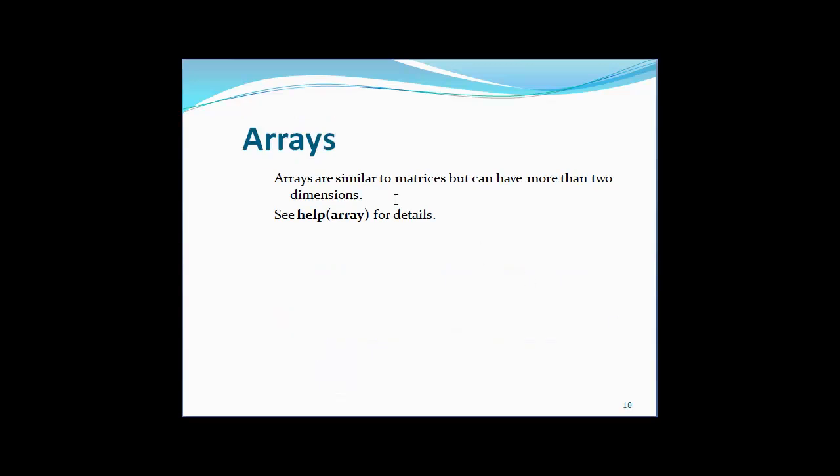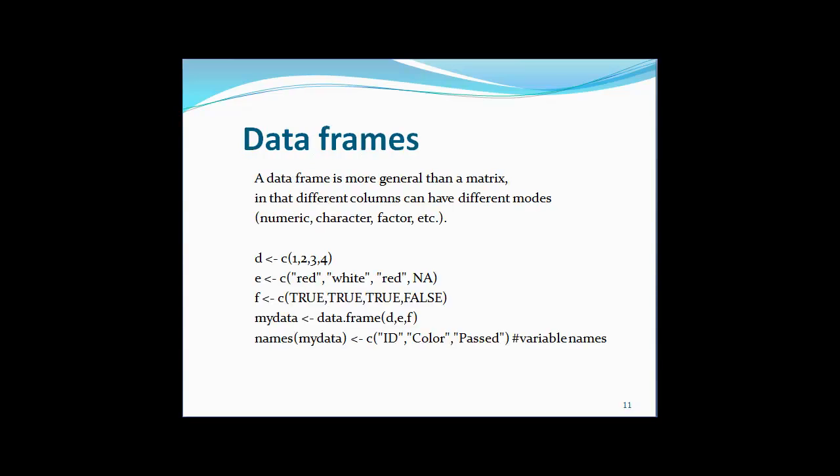Coming towards the array. Arrays are the same as matrices. The only difference is that they can have more than 2 dimensions, which matrices cannot have. Now coming towards the data frames. In this, different columns can have different modes. For example, one column can be of number type, second can be of character type, third can be of logical type, etc. That we cannot have in simple matrices.